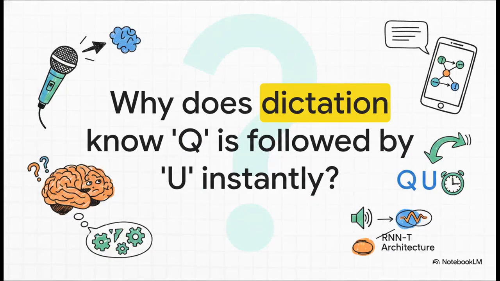I want you to think about this for just a second. Why exactly does your phone's dictation instantly know that the letter Q is almost always followed by U, and it does it without pausing to think or looking it up after you finish speaking? I mean, it seems super obvious to human ears, right? But for older speech recognition systems, this was actually a massive stumbling block. They could hear the audio perfectly, sure, but they totally lacked the internal logic to anticipate what word or letter logically came next. So today, we're looking at the exact architectural shift that completely solved this problem.